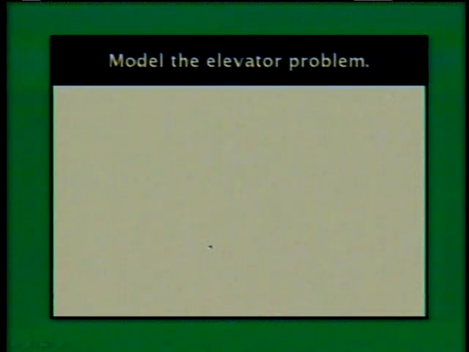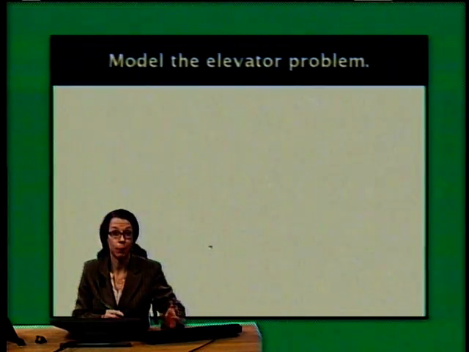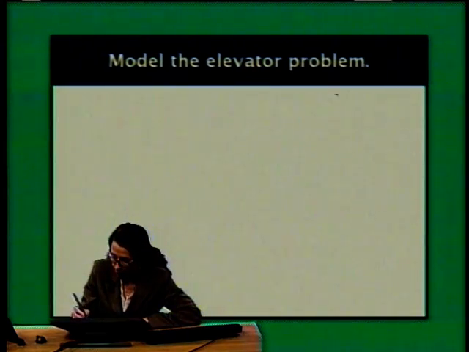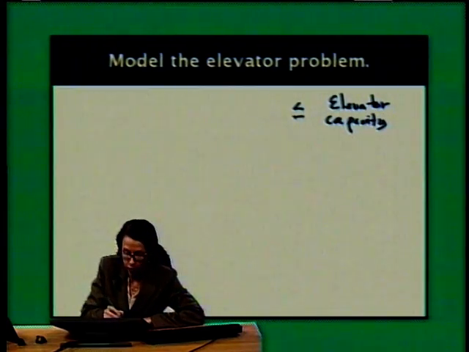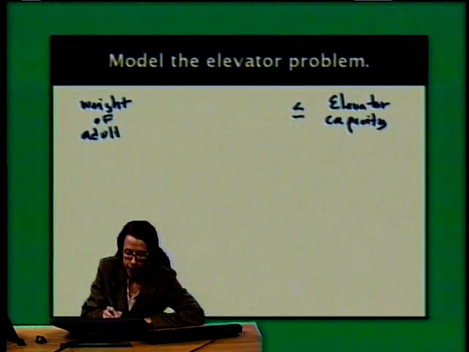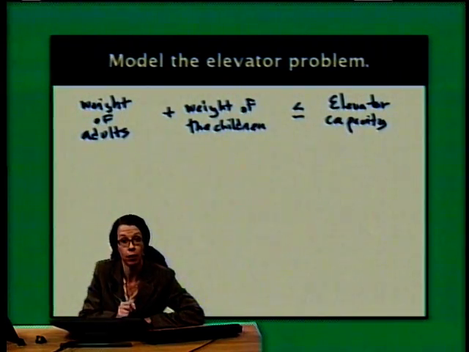So we want to start with a model of this problem. When we think about this problem, we have to think about keeping the weight below the capacity of the elevator. So the elevator capacity is what's going to limit us in this problem. And what we need to do is make sure that the weight of the adults plus the weight of the children, that the sum of those two weights is less than or equal to the elevator capacity.